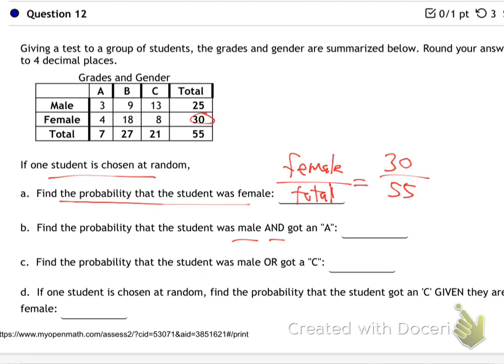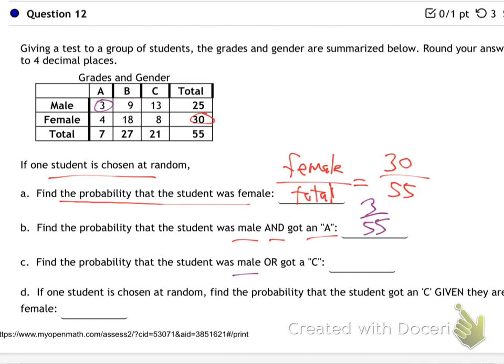What's the probability they were a male and got an A? So if you grab somebody at random out of that group of 55 people, what's the chance that person will be a male and got an A? How many people are male and got an A? 3. Aren't they the only ones that are both male and got an A? So it would be 3 over 55. Beautiful. And then hit the buttons on the calculator.